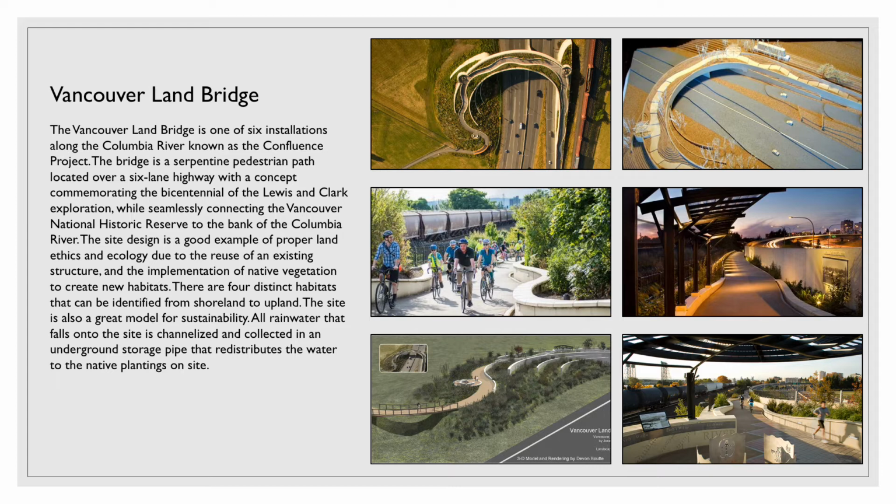The site design is a good example of proper land ethics and ecology due to the reuse of an existing structure and the implementation of native vegetation to create new habitats. There are 4 distinct habitats that can be identified from shoreland to upland. The site is also a great model for sustainability. All rainwater that falls onto the site is channelized and collected in an underground storage pipe that redistributes the water to the native plantings on site.